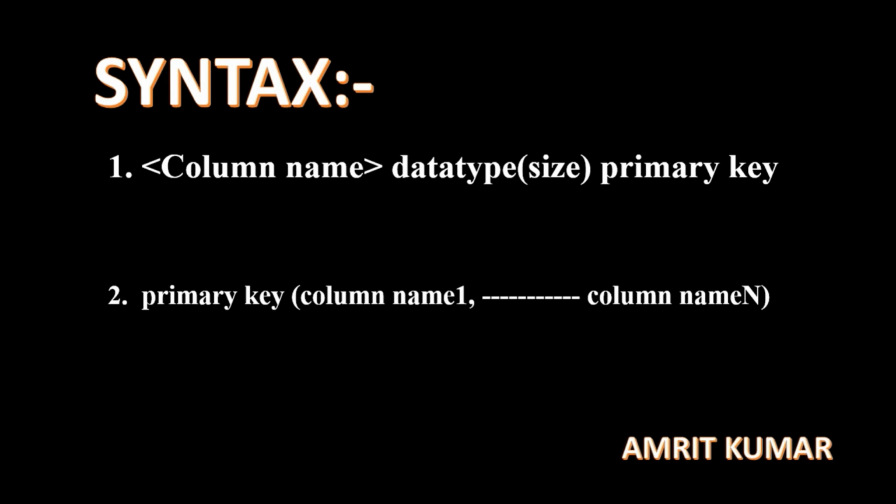The main important thing about the primary key is that it doesn't accept null values. It means the column which has the primary key must have a value in it, and it does not accept null values. This is the main point about the primary key.